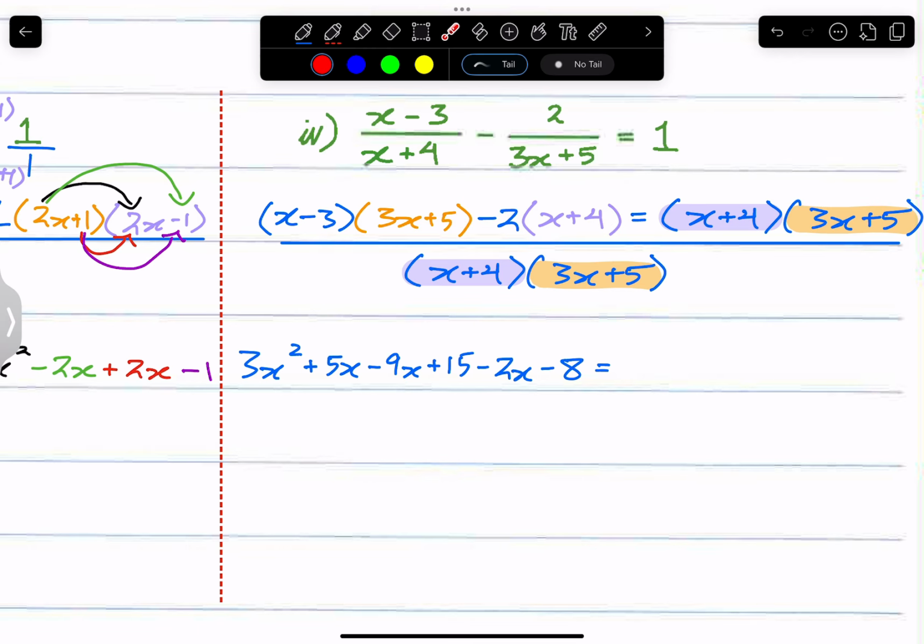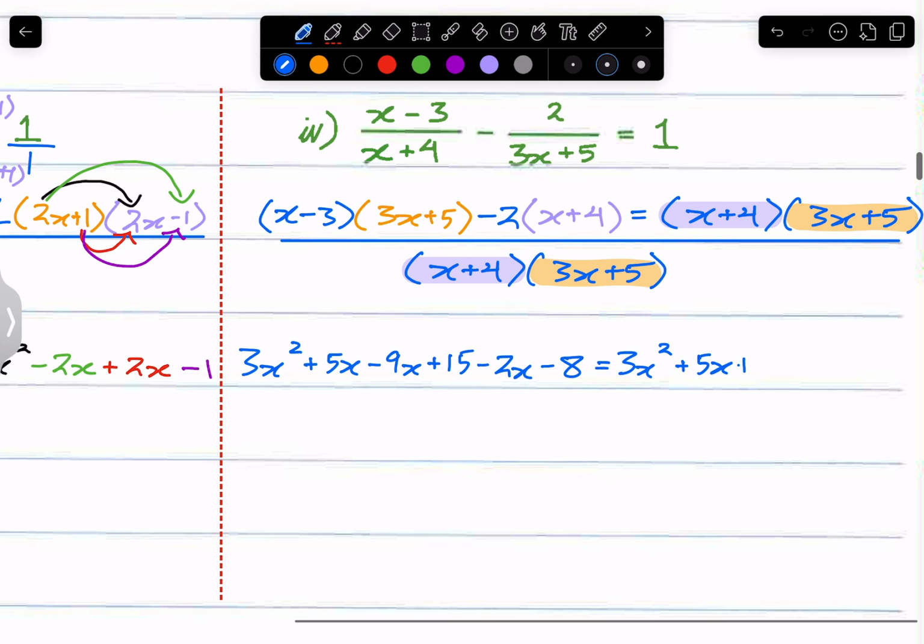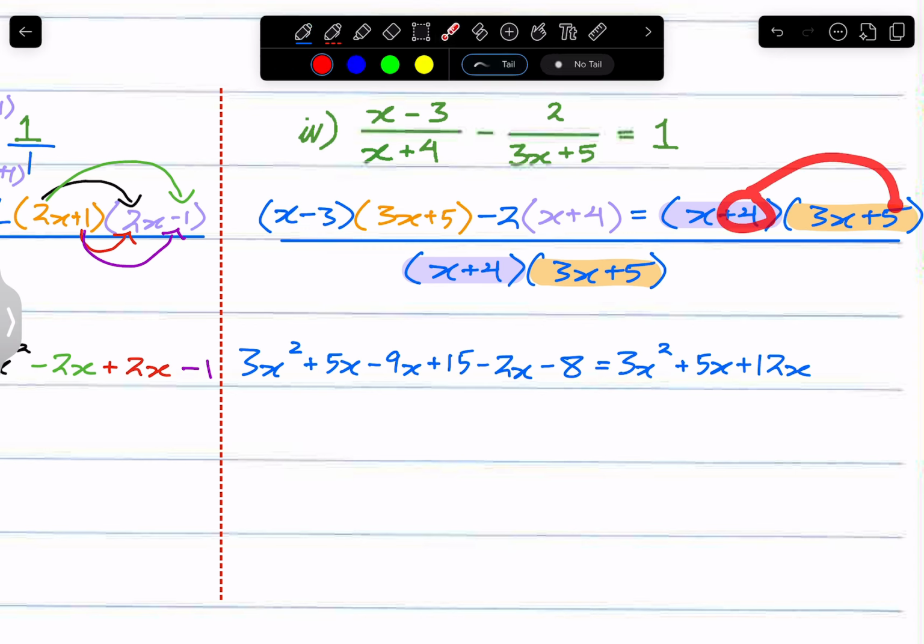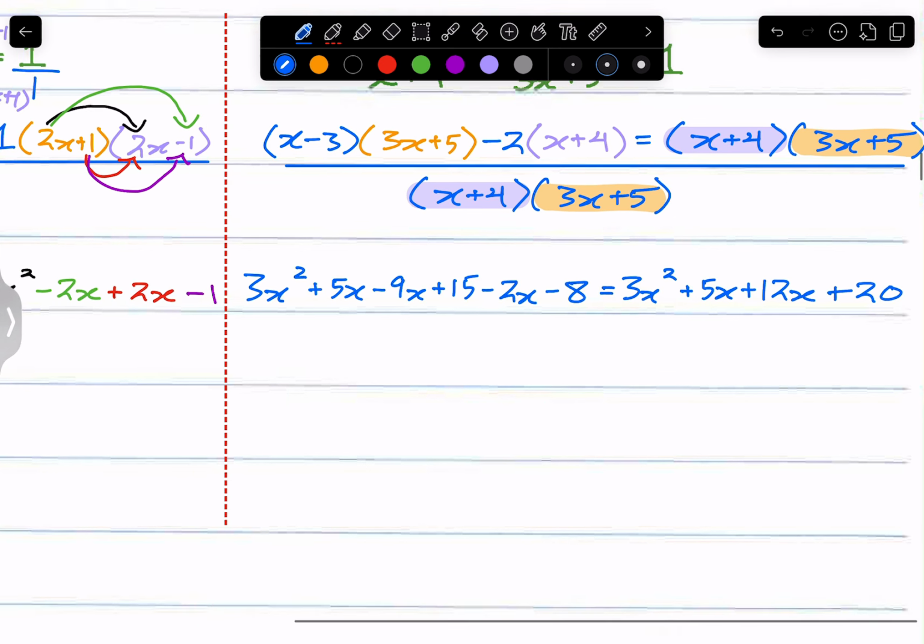Likewise, we just expand this again. X times 3x is 3x squared. X times 5 is positive 5x. We're finished with this expansion. We now look at 4. 4 times 3x is 12x. And 4 times positive 5 is positive 20.